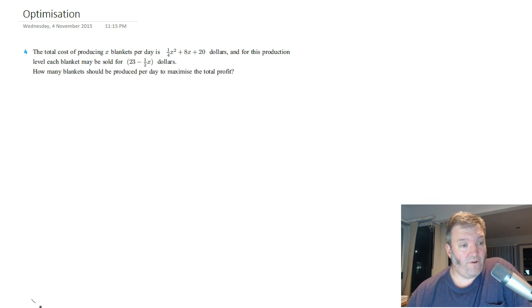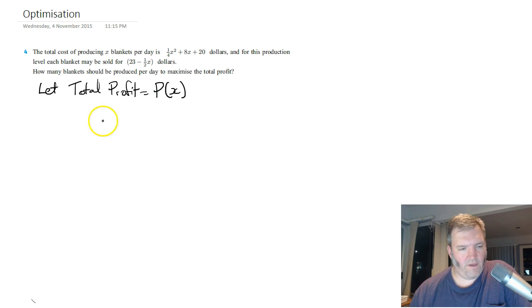So, we need to find the number of blankets that should be produced per day to maximize the total profit. I'm just going to define that total profit as P of X. So let the total profit equal P of X. And what will P of X be equal to is the next thing.